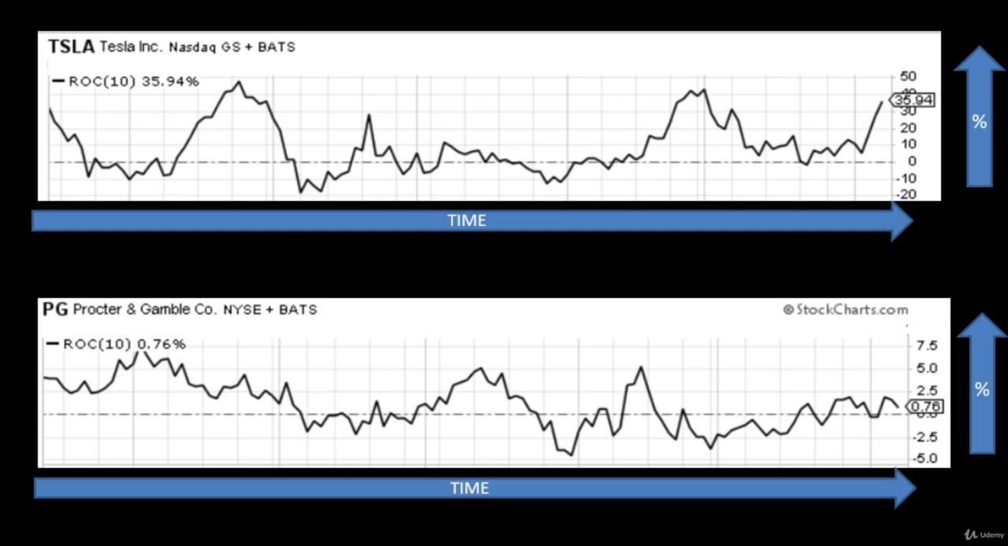But if you look on the right-hand side, what is represented is not price. That's a real important thing. Tesla is not selling for $35.94 at this point, and Procter & Gamble's not at 76 cents. It's not a price, it's a percentage. And you have a zero line there. If you're above and below, it's a percentage above and below that price, and that will tell us things. So Tesla on the top is at 35.94%. And as you see in the upper left, it says rate of change, or ROC.